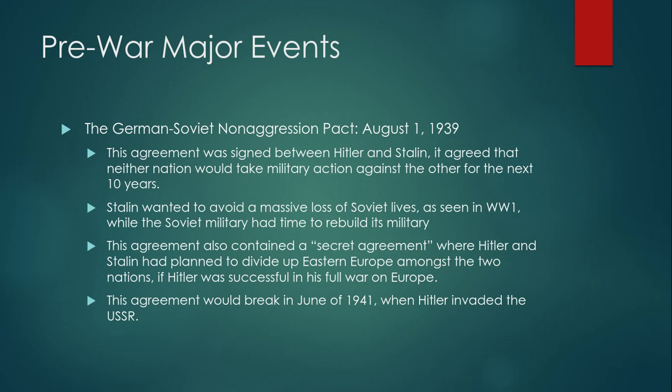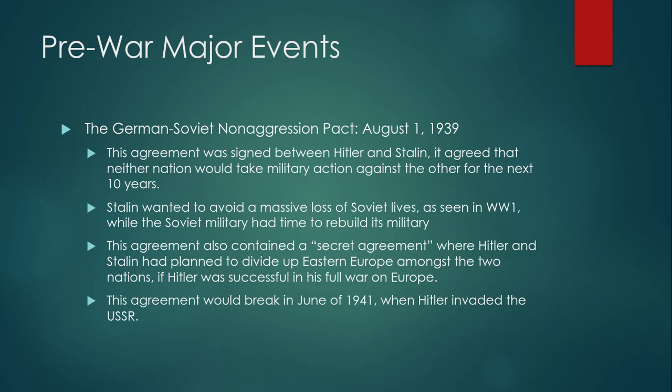So on August 1st, 1939, the Germans and Soviets sign a non-aggression pact. This was signed between Hitler and Stalin, and it agreed that neither nation would take military action against the other for 10 years. Stalin wanted to avoid a massive loss of Soviet lives, like what they experienced in World War I. Stalin also wanted time to rebuild his military.